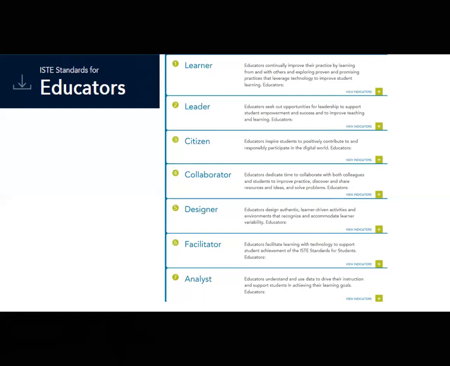And finally, number 7, it says educators understand and use data to drive their instruction and support students in achieving their learning goals. That is the premise of data-driven instruction, that you use the different tools in order for you to get information feedback and you modify your lessons accordingly.